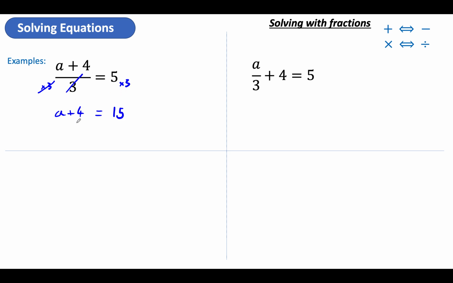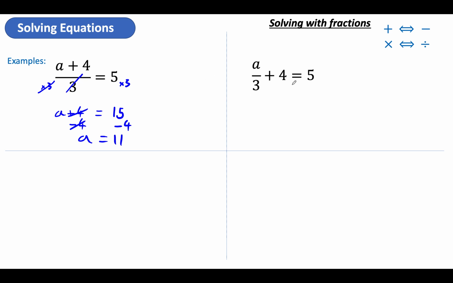All right. Now we've got a straightforward one-step equation to solve. I'm going to get rid of the plus 4 by taking away 4. I'm going to do it to both sides. So a equals 11. So the only thing that's different with this than something you've done before is that we times everything by 3 first of all to get rid of that fraction.